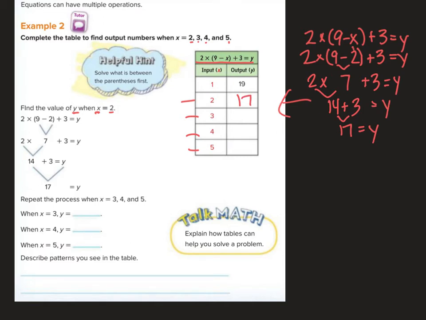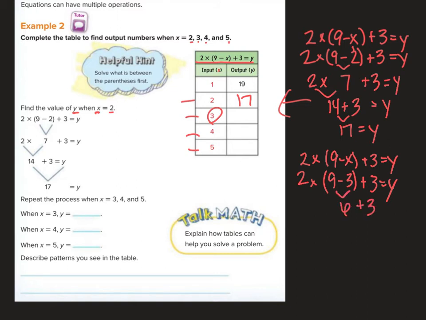We've got to do it again. 2 times (9 minus x) plus 3 equals y. Instead of x, we're going to plug in a 3. Okay. 9 minus 3 is 6. 2 times 6 is 12, plus 3. 12 plus 3 is 15. So if x is 3, then y is 15.